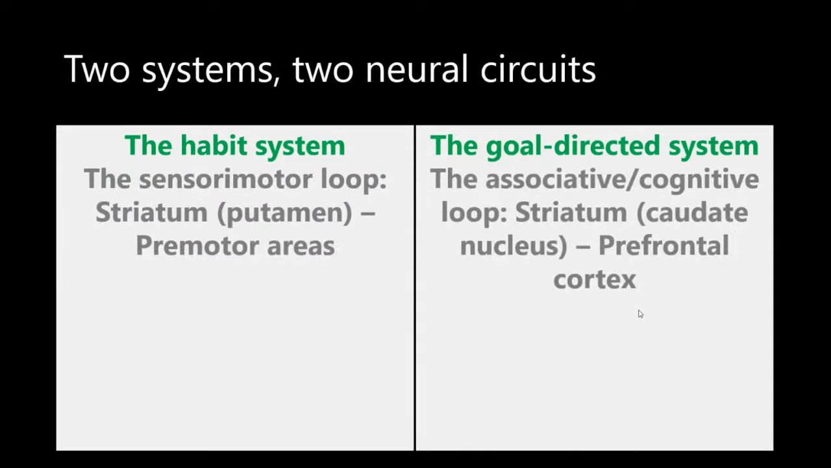We also know that there are two different neural systems supporting these two psychological systems. So on one hand, we have the habit system, which is supported by this sensorimotor loop. And for the goal-directed system, there is another network, that is the associative cognitive loop. I'm not going to go into much detail here.